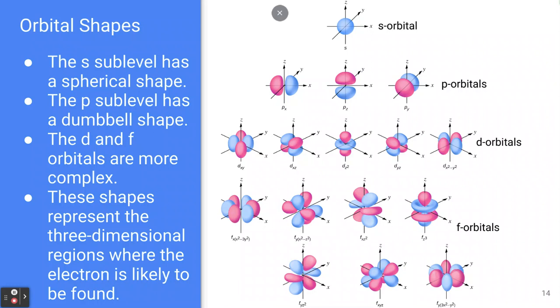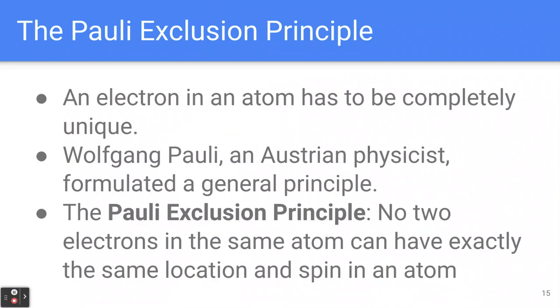If we take a look, this s orbital can hold 2. The p orbitals, we've got 3 of them, so 3 times 2 gives us 6. The d orbitals can give us 10, because 5 times 2 gives us 10. And the f orbitals can give us 14, because 7 times 2 gives us 14.